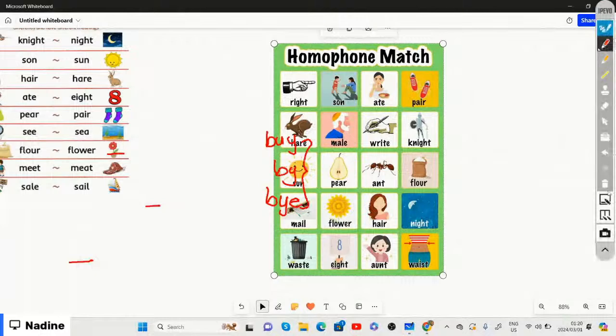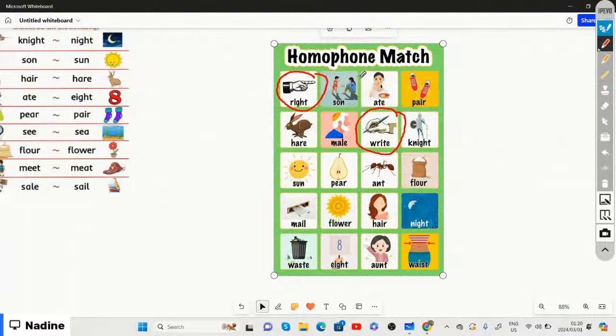I'm going to circle it. So here we have right, and it shows us a direction. The finger is pointing in, let's say, for example, the right direction, right? And then in the second row, we have a guy who has a pen in his hand and he is writing a note. So right and right.